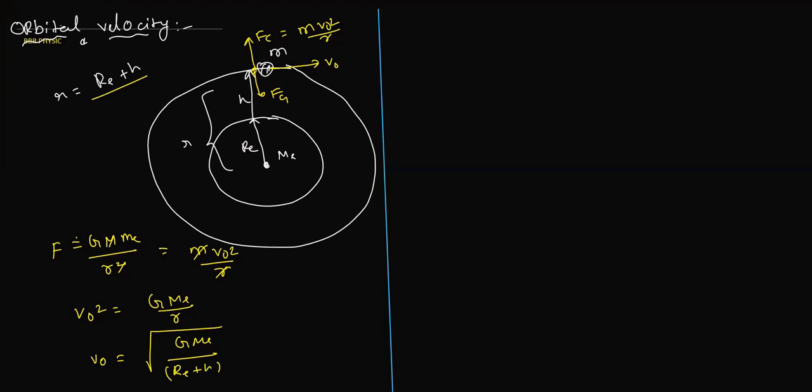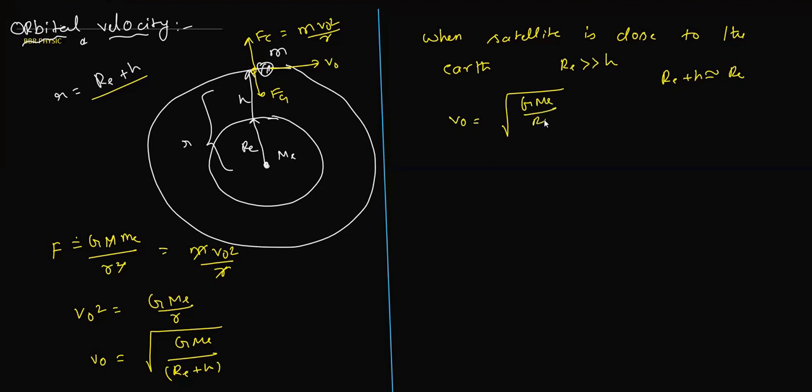When the satellite is close to the Earth, the h value will become small. So the RE value is much bigger compared to the h value, so RE plus h we can approximately equate to RE. Therefore v0 equals under root of G ME divided by RE. We learned already in the last lecture, small g RE square equals G ME.